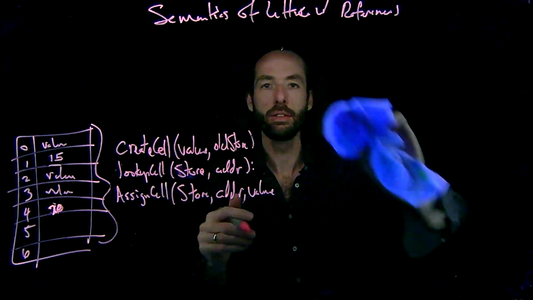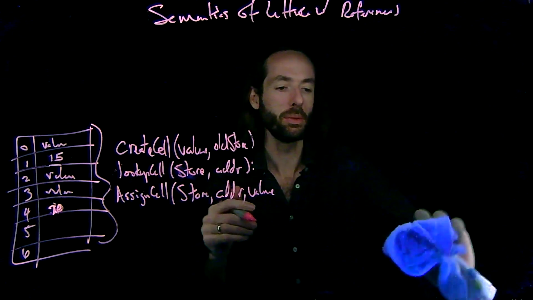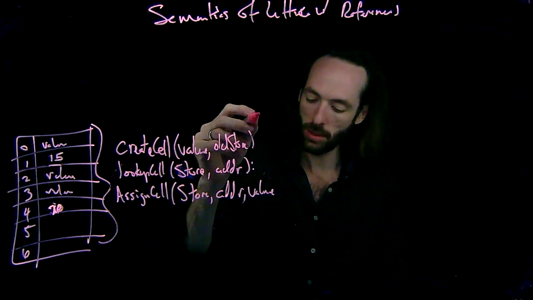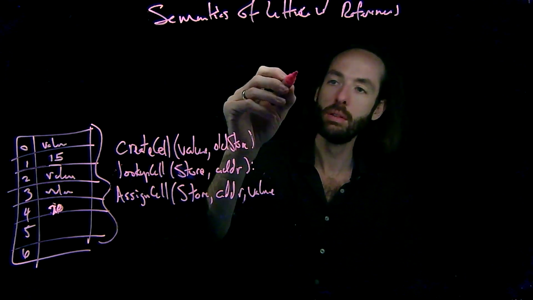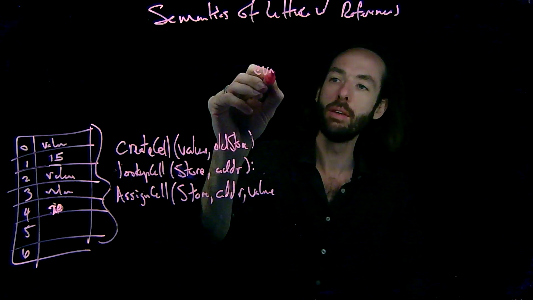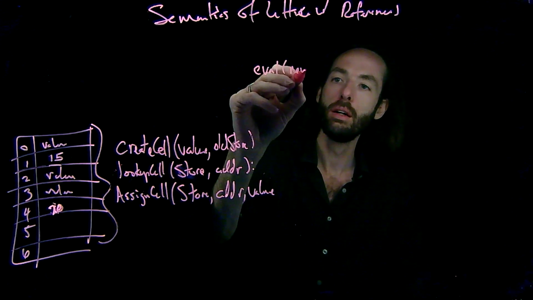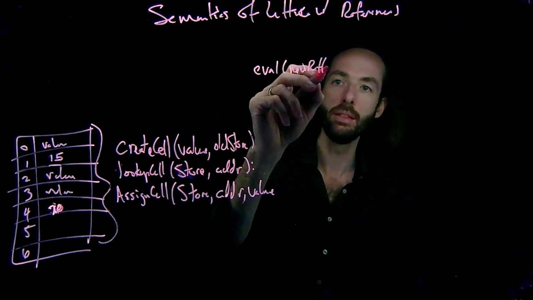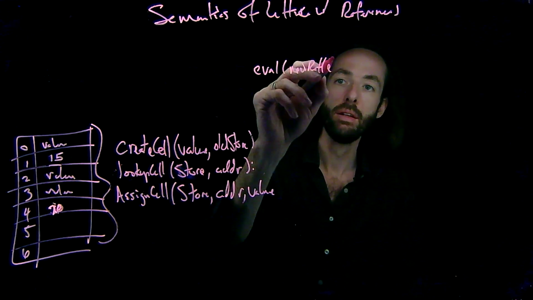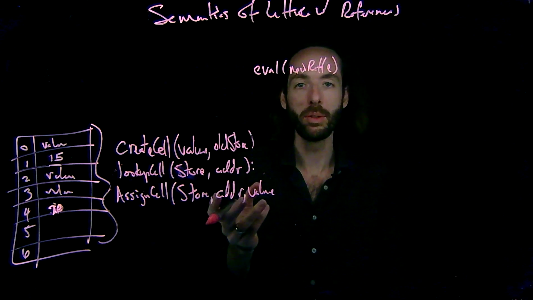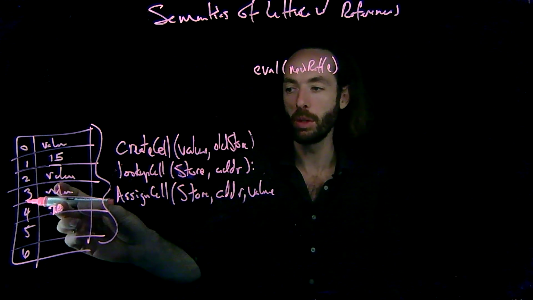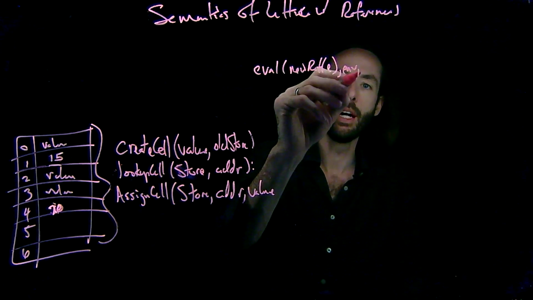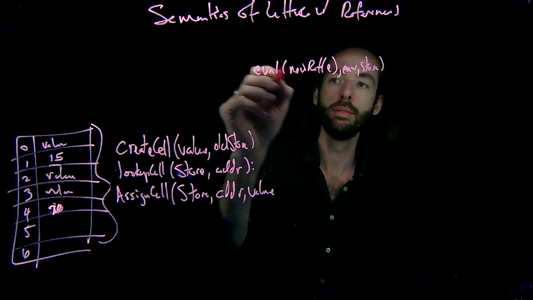And I'm going to be using these create cells, lookup cell, and assign cells. So I'm going to leave those out there for now. All right, so let's do new ref. If I eval something that looks like new ref, what did new ref take in? It took in some expression e, which we want to evaluate, and that'll give us a value that we're going to stick into the store here. And this is under some environment and with some current store.